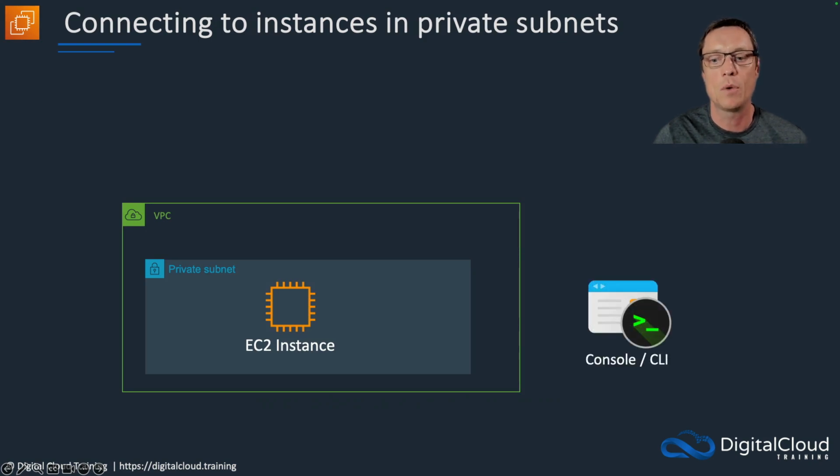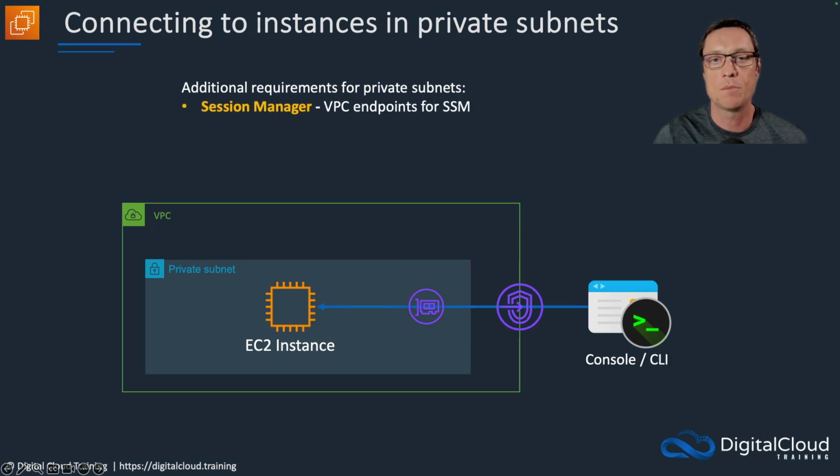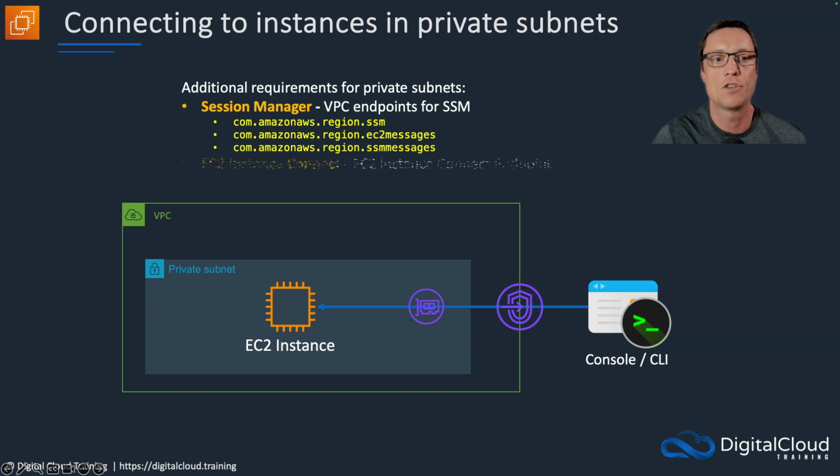With Session Manager, we also will need to deploy endpoints if we want to connect to the instances in private subnets. So for private subnets with Session Manager, there are a couple of VPC endpoints that you do need to enable to make this work. These are the three here for SSM, the EC2 messages, and the SSM messages. Same with Instance Connect, you just saw how to do that. We've connected an EC2 Instance Connect endpoint and utilized that to access instances in a private subnet.